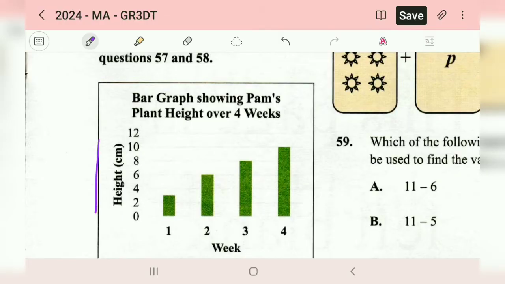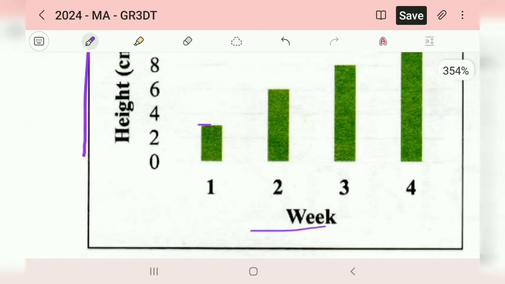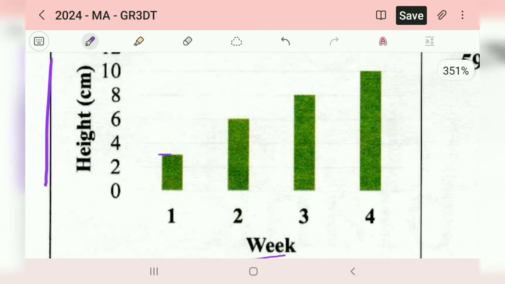Right here is the height, down here is the week. So in week 1, we're seeing that it's right there. Let's zoom up and see some more. Looks like 3. In week 2, it's at 6. So from 3 to 6 is a 3 centimeter growth. In week 3, we're seeing it's at 8. So from 6 to 8, it's 2. And in week 4, we're seeing it at 10. So from 8 to 10, it's 2.